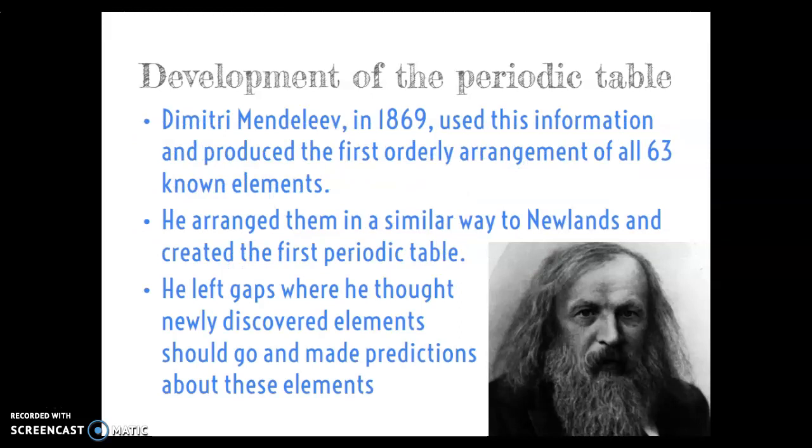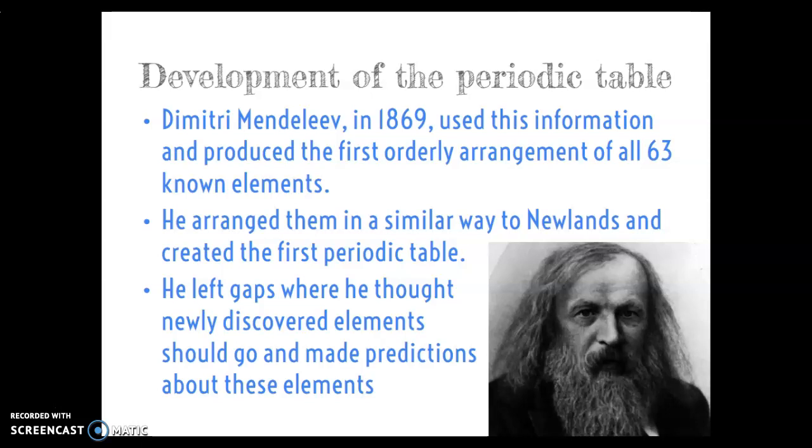But Dmitri Mendeleev is the one who really nailed it. In 1869, when he was writing a textbook, he arranged all 63 known elements, and he did this in a way that was similar. He did arrange them in order of increasing atomic mass to some extent. However, he used properties of the elements to arrange them more so than the atomic mass, because he saw discrepancies in the atomic mass pattern.